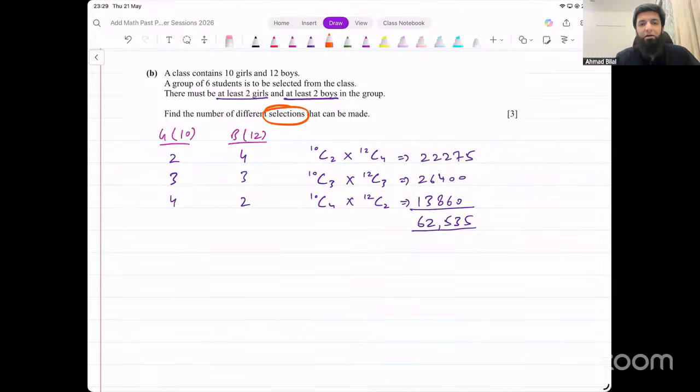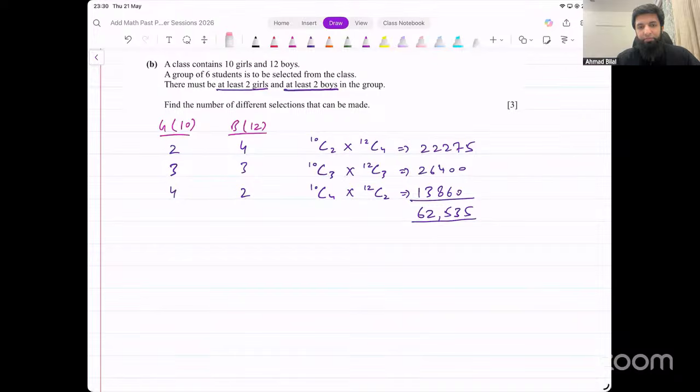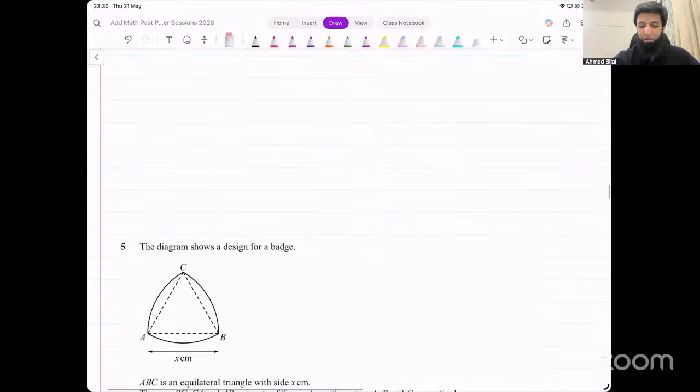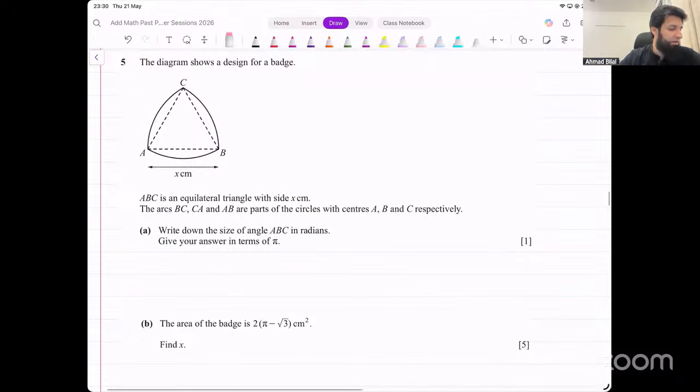We don't care the order in which they were selected. Okay, so select is a keyword for combination. So that tells you have to use combination. Okay, so for permutation, arrange is the keyword. For combination, select, choose, group, team. These are some of the keywords that you see, but it's more important to remember the logic behind them. Okay. When order matters, it's permutation. When order does not matter, it is combination.